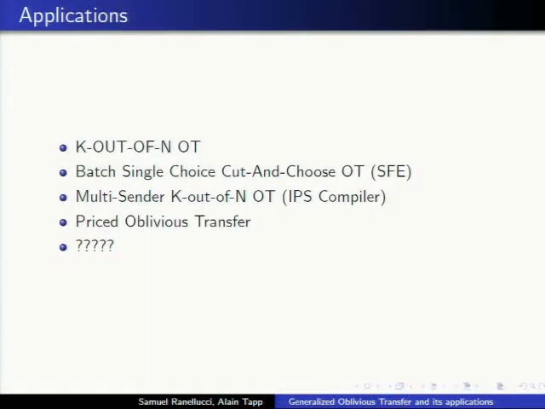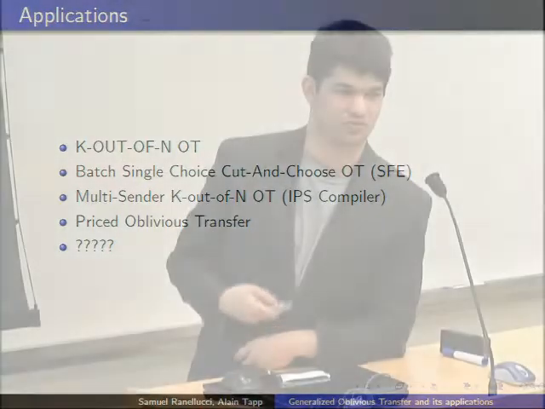So here we've shown a couple of applications of generalized oblivious transfer, and that can be instantiated with verifiable OT. We have K out of N OT, which naturally is just a simple generalization. We have batch single choice cut and choose OT, which is very useful for secure function evaluation. And we have the multi-sender K out of N OT protocol, which was useful for the IPS compiler, its optimization. And we also have priced oblivious transfer. We think there are many more, but I haven't been clever enough to see more for now. I'm still looking.